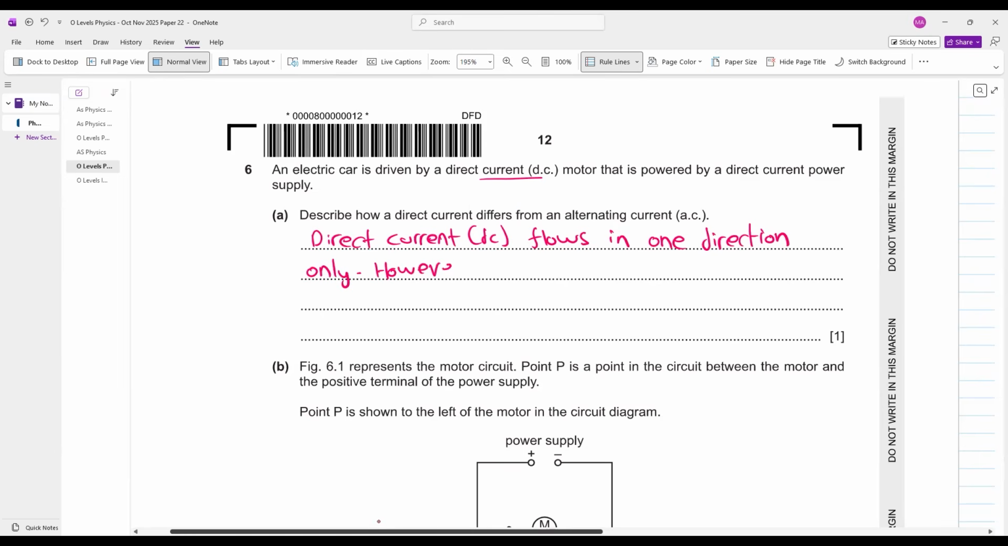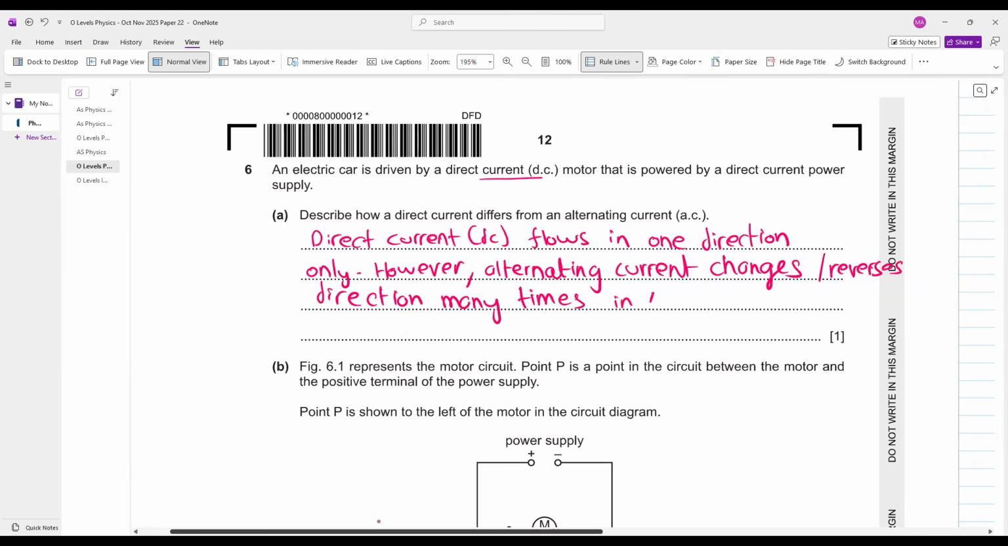However, alternating current changes direction many times, or reverses direction. Alternating current changes direction or reverses direction many times in 1 second. बेटा, ऑल्टरनेटिंग करंट की डायरेक्शन बहुत दफ़ा रिवर्स होती रहती है in 1 second. However, direct current flows in one direction only.